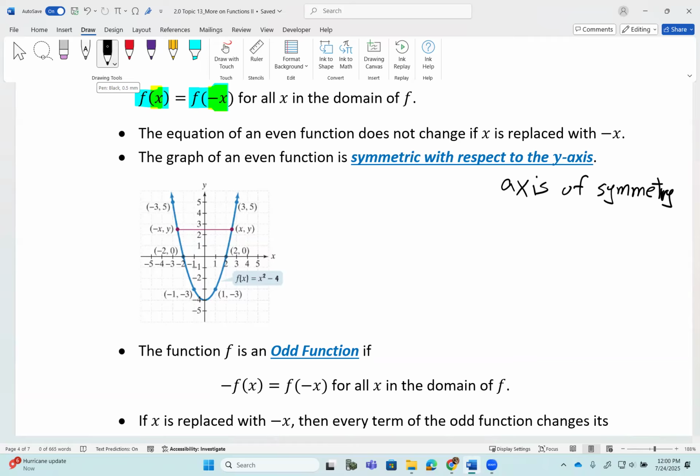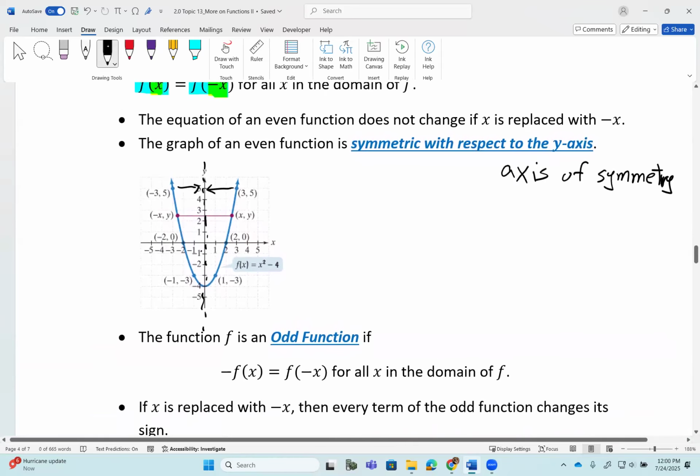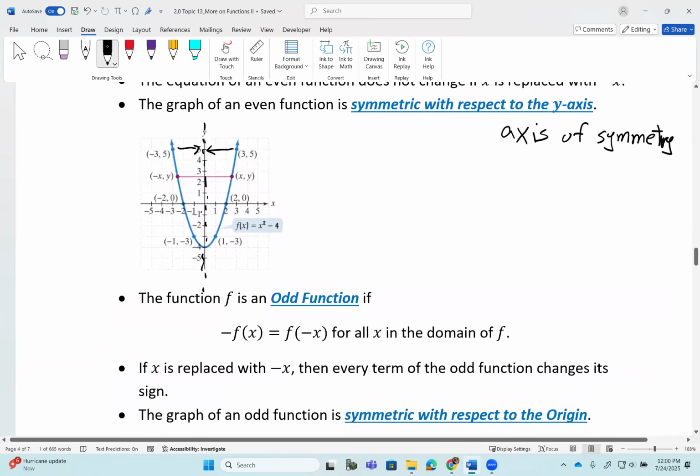The perfect example: -3, +3, the two y values are the same. What it means is symmetric with the y-axis, or axis symmetry. There is an axis of symmetry right here that cuts your parabola into two halves. So the distance from this -3, 5 to the axis of symmetry and from 3, 5 to the axis of symmetry is the same. That's what it means by symmetry with respect to the axis of symmetry. So this parabola is a perfect example of an even function.